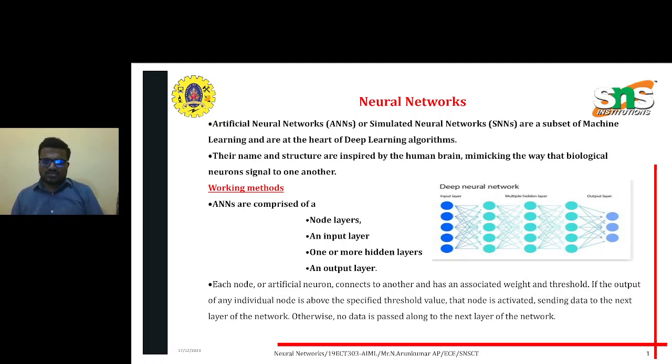on neural networks. Especially artificial neural networks or simulated neural networks are a subset of machine learning, and it is the heart of deep learning algorithms, because neural networks play an essential role in the deep learning process, because the input and output layers are based on deep learning algorithms. The working models are based on node layers: input layers, one or more hidden layers, as well as the output layers. Normally, deep neural networks are formed by input layers, middle or hidden layers, and output layers. So based on the three layers, we can predict the information based on the input signals.